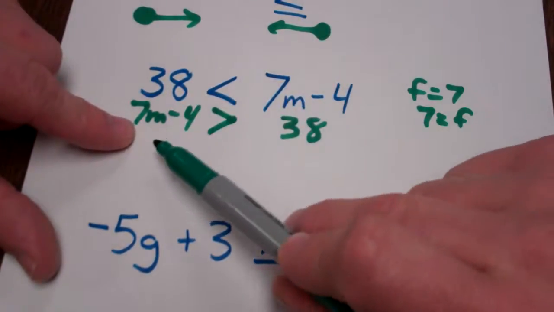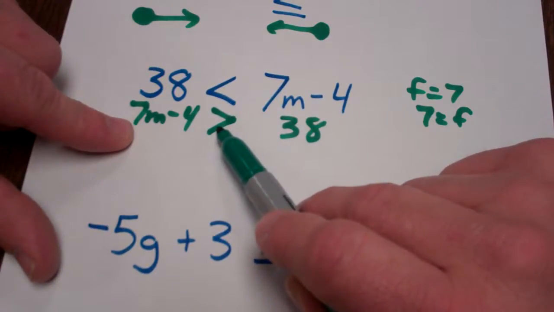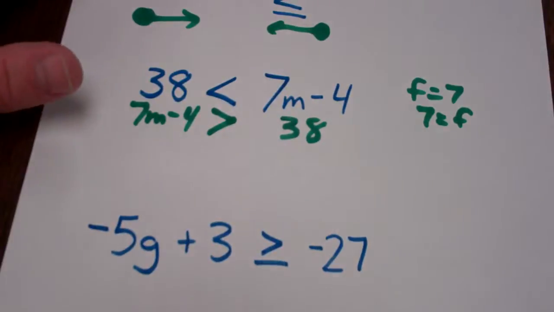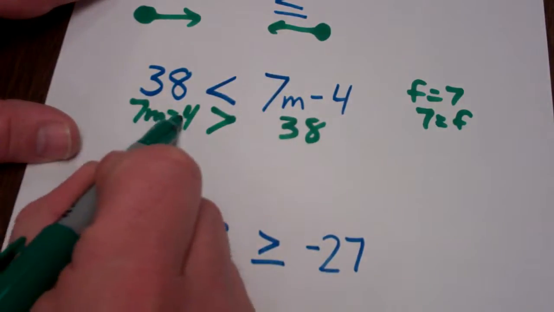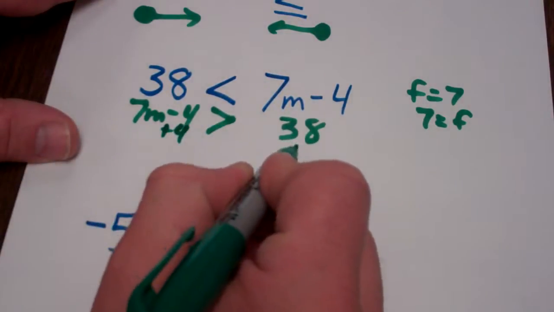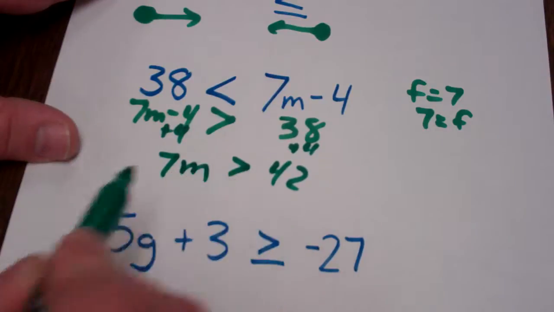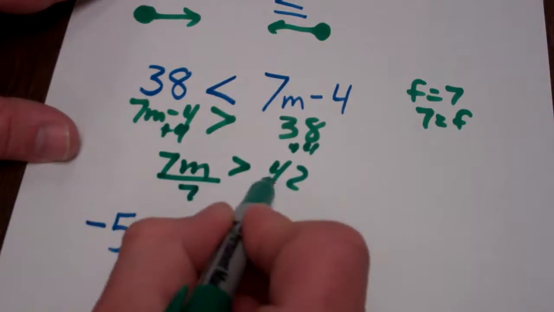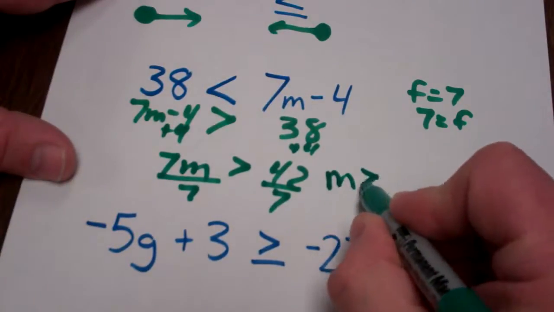Personally, I like the variables on the left. That way this will actually match what you graph. Okay? So when I do this, of course, I solve it exactly like an algebraic equation. I would say they did this, then this. So let me add 4, divide by 7, divide by 7. And what you come up with is m is greater than 6.